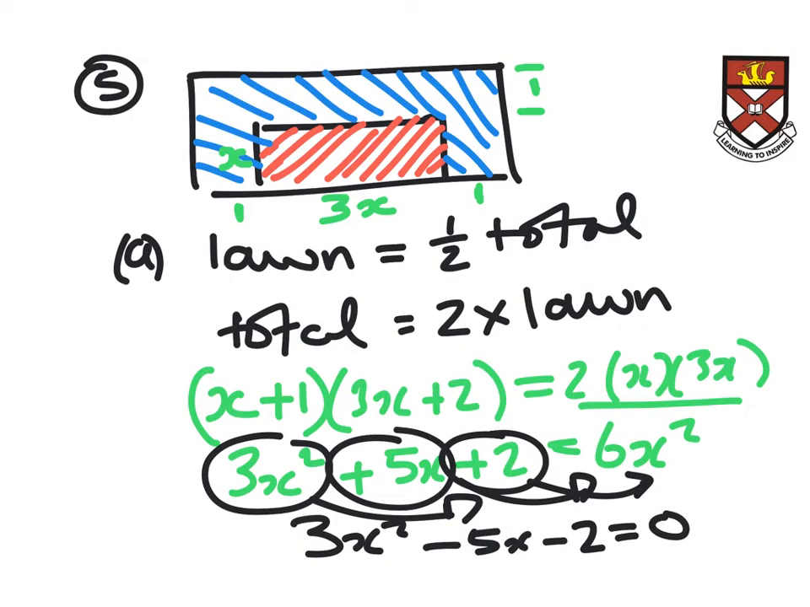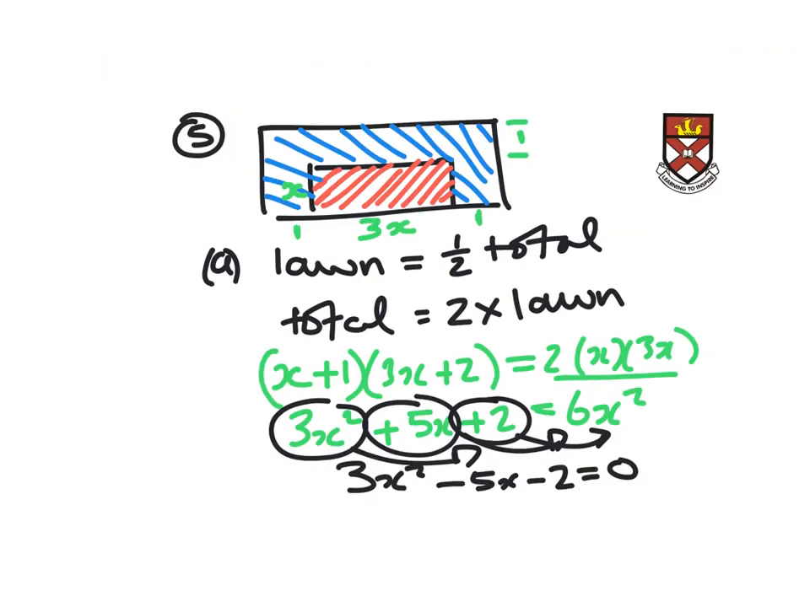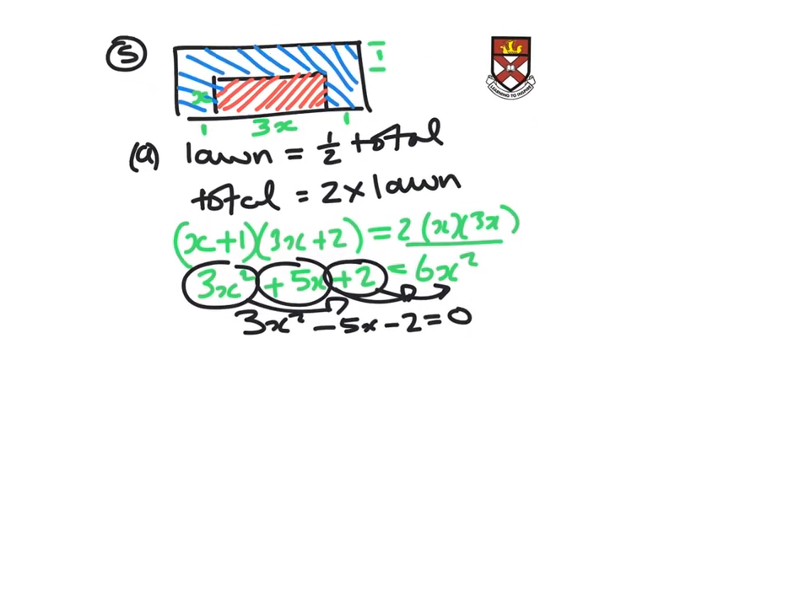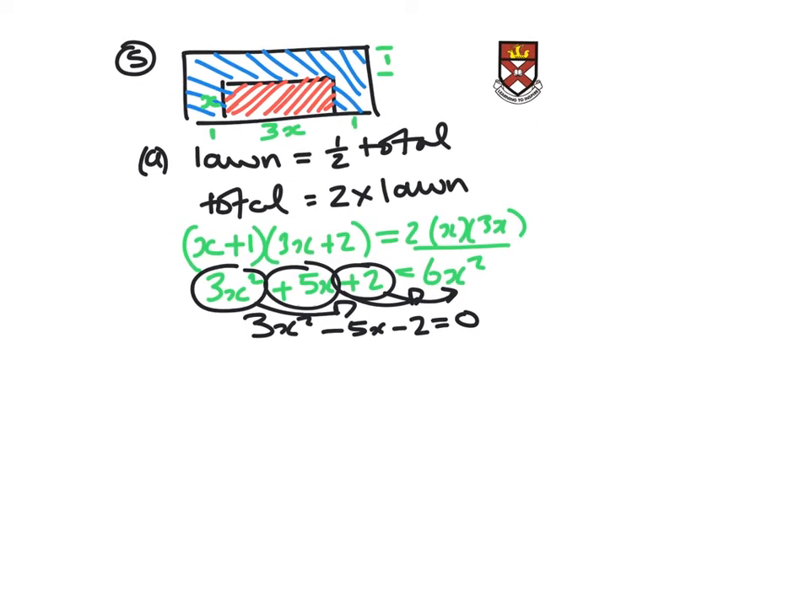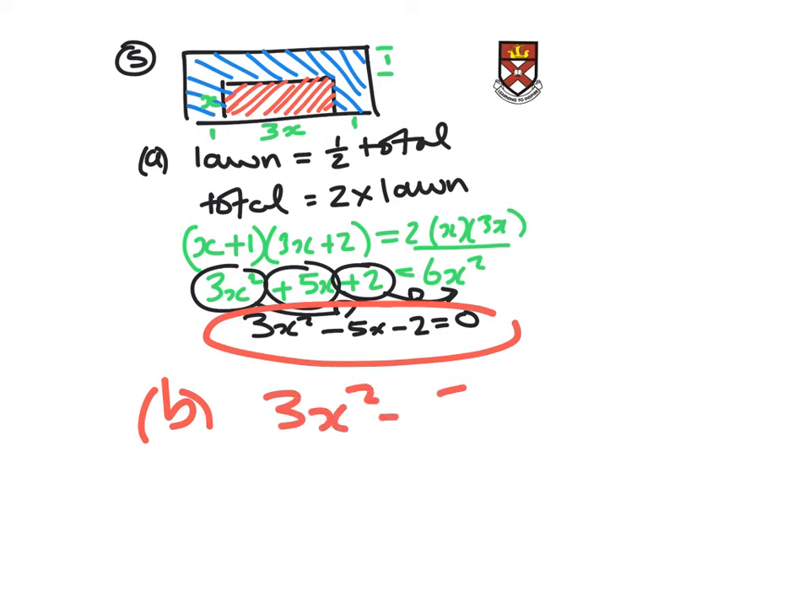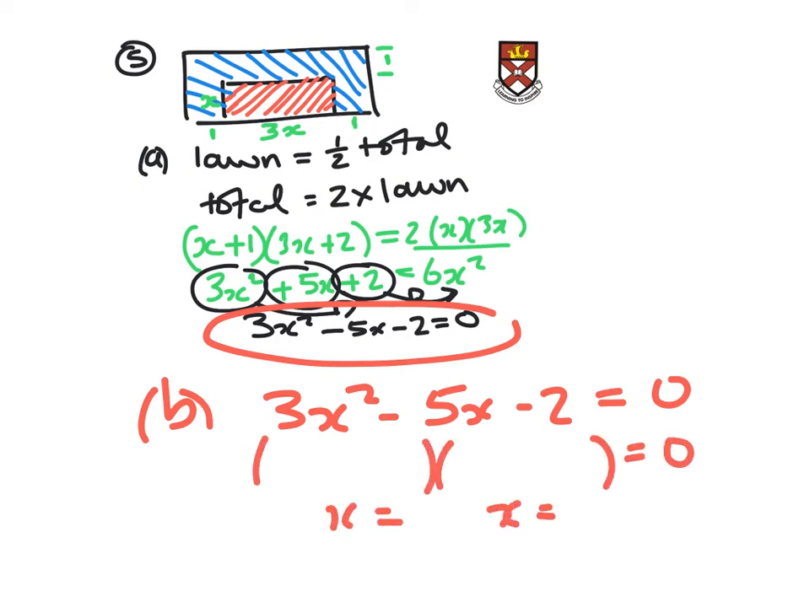Okay, but that's quite difficult to do. However, when it comes to part B of the question, all we need to do is take this part here and solve it. So we can do part B easy. That's just like what we've been doing in class today about finding roots. So 3x squared minus 5x minus 2 equals 0. Factorise it, work out what the x numbers are. So part A is hard, part B is easy.